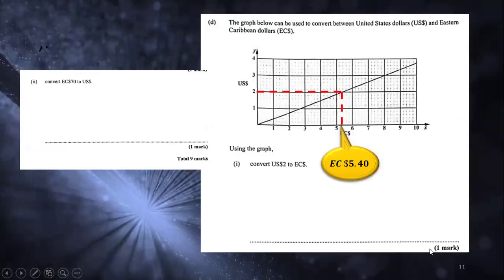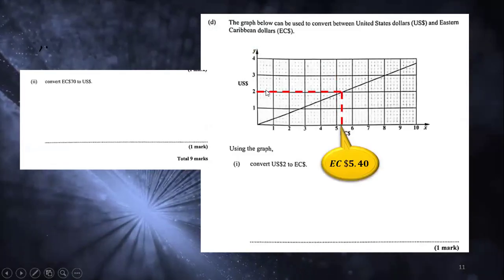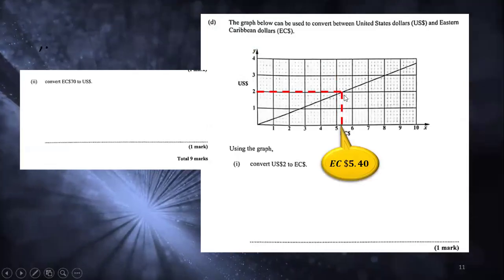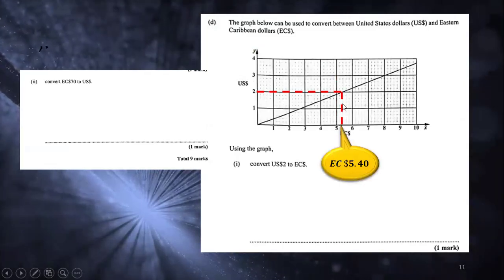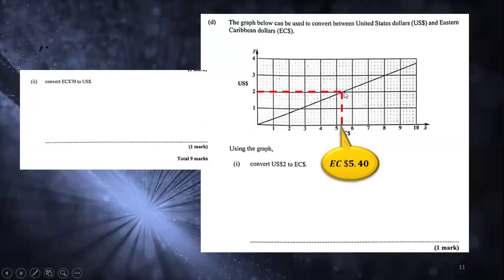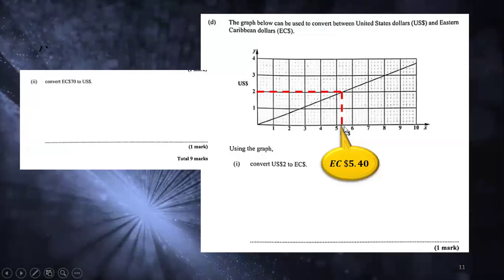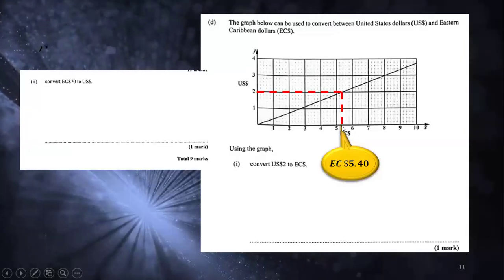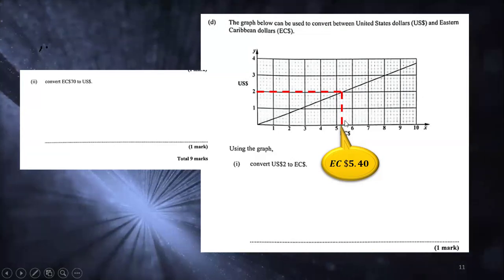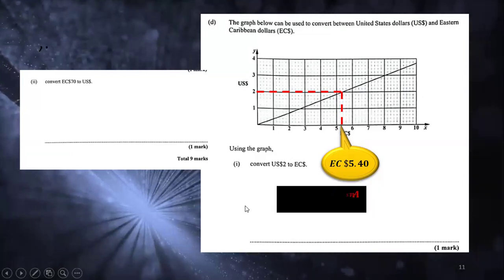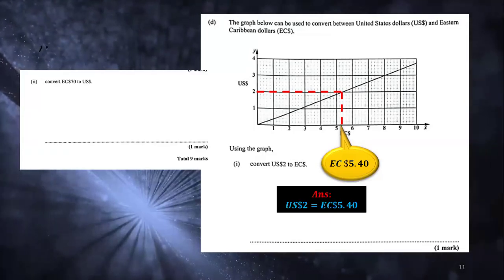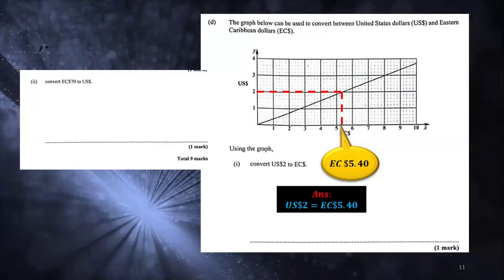So it's just pretty much simple. It's going to be 1 mark. You draw a line from the 2, because it's 2 US, to this point, and then you come down here. Right? A horizontal line meeting the graph, and then a vertical line meeting the x-axis. And this point is going to be the answer to this. This is 5.4 or $5.40. EC equals 2 US. Any questions here? How you all feel about that?